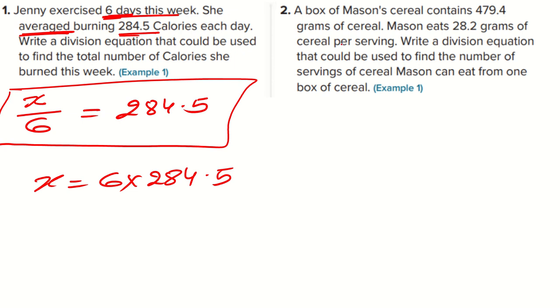Next is, a box of Mason cereal contains 479.4 grams of cereal. Okay, Mason eats 28.2 grams of cereal per serving. Per serving means for one serving.